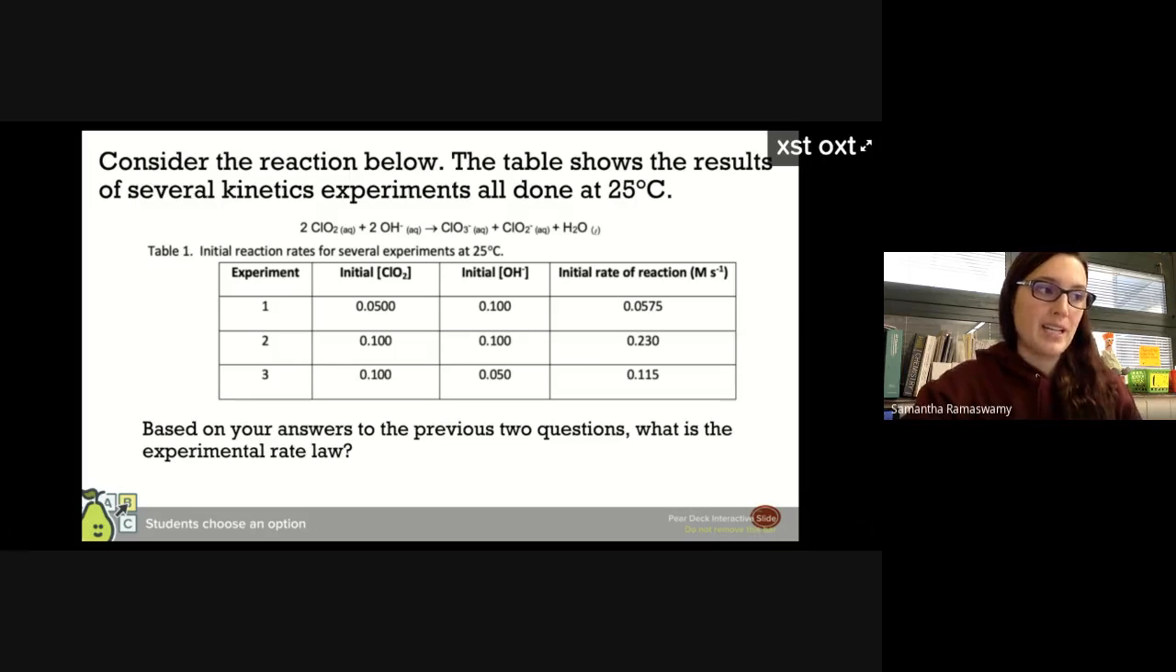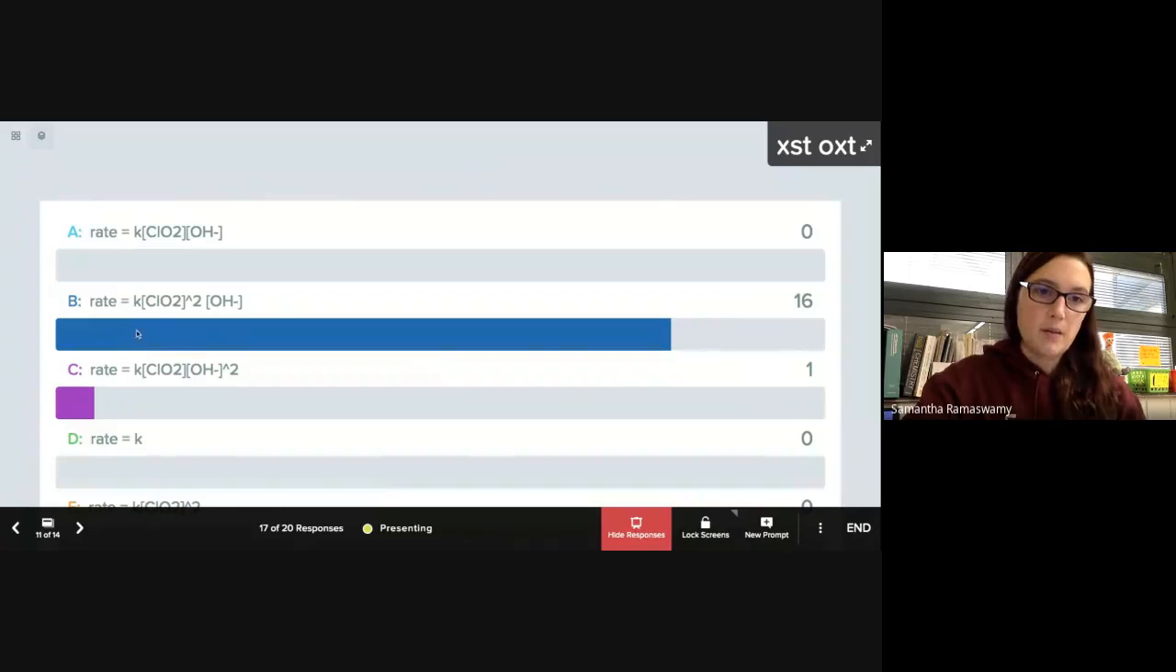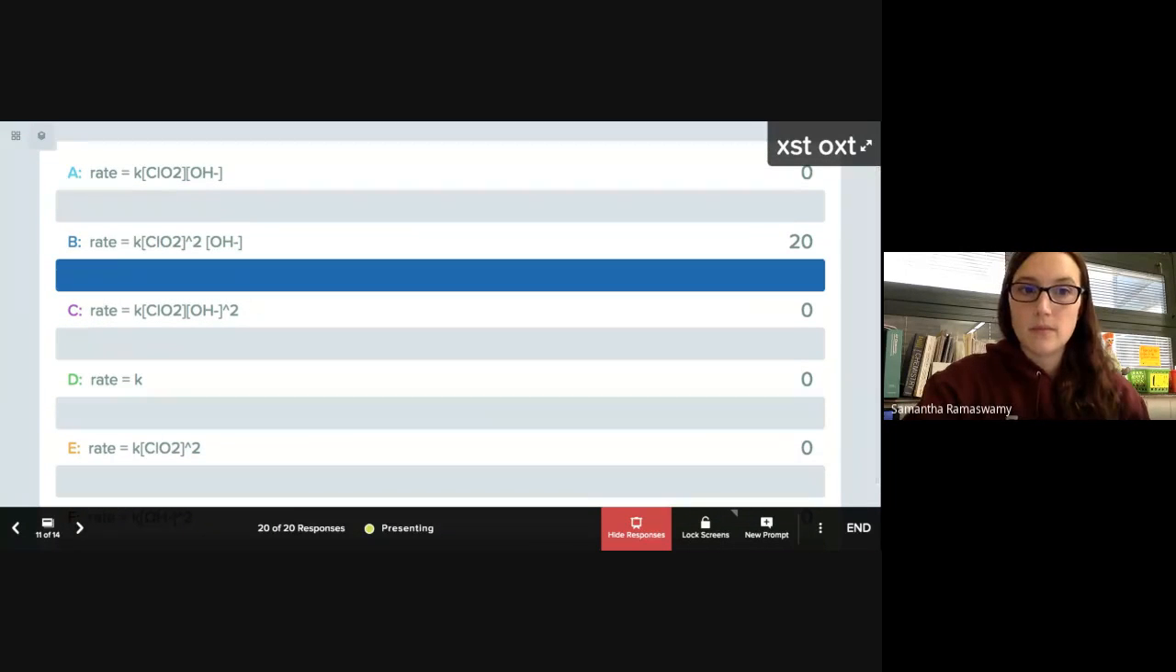So again, a reminder, we said that ClO2 is second order, OH minus is first order. So what rate law would describe that? Remember that rate laws are rate equals K times the concentration of reactants raised to their orders. So B is the best answer for this. Rate equals K, yep, good. Because again, your exponents are your orders.